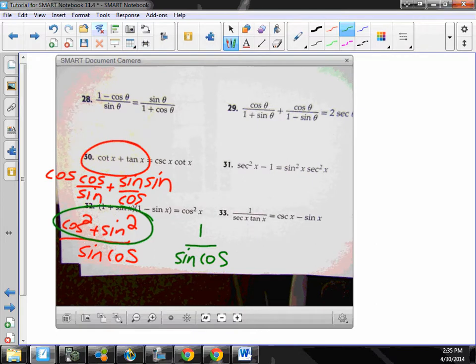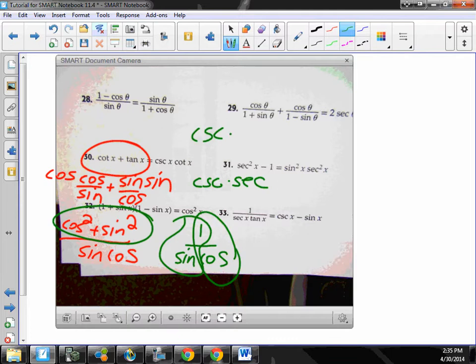Well, what am I looking for? Cosecant, cotangent. Do I have a cosecant? 1 over sine is the cosecant. So this is cosecant. What is that? Secant. So I actually have cosecant times secant. Well, so can the cosecant times the cotangent equal the cosecant times the secant?